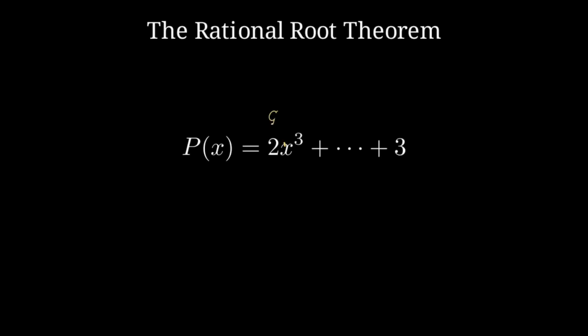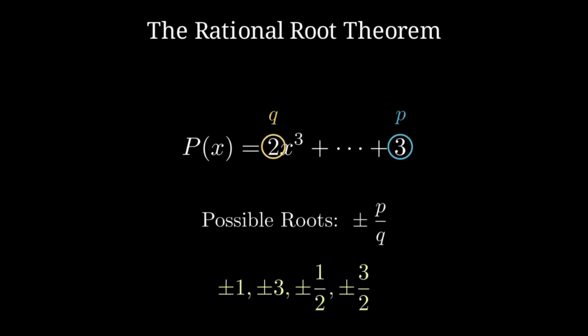Before we divide, we need a starting point. The rational root theorem provides a list of potential candidates. By dividing the factors of the constant term by the factors of the leading coefficient, we narrow our search significantly.